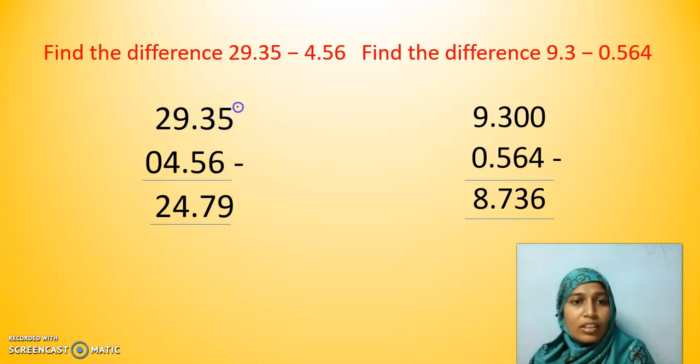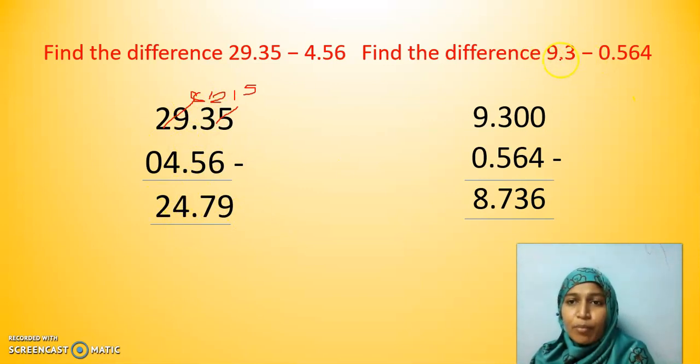I cannot subtract 6 from 5, so it will be 15. So 15 less 6 is 9, and here it will become 2. So again it will become 12, and this one will become 8. 12 less 5 is 7, 8 less 4 is 4, 2 less 0 is 2. And this is the answer.